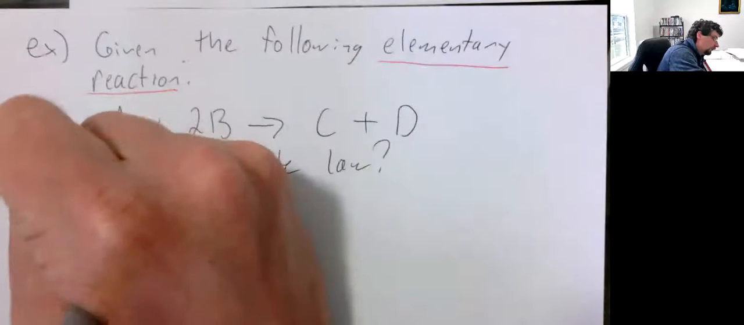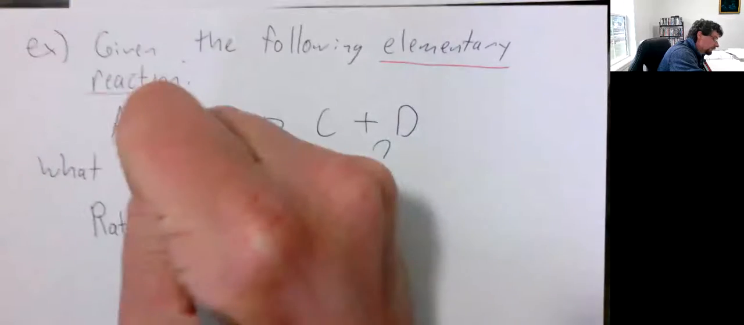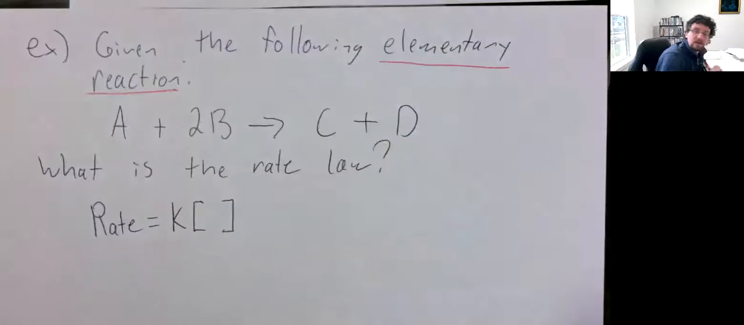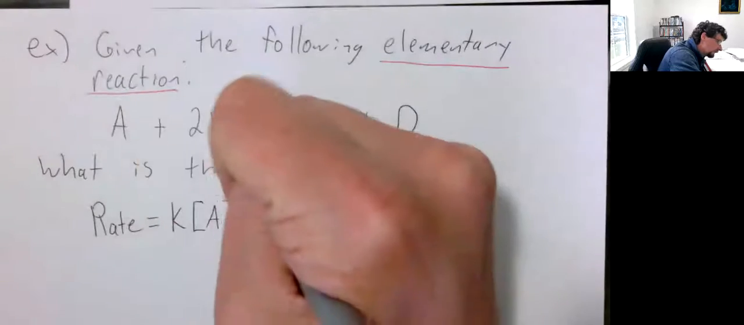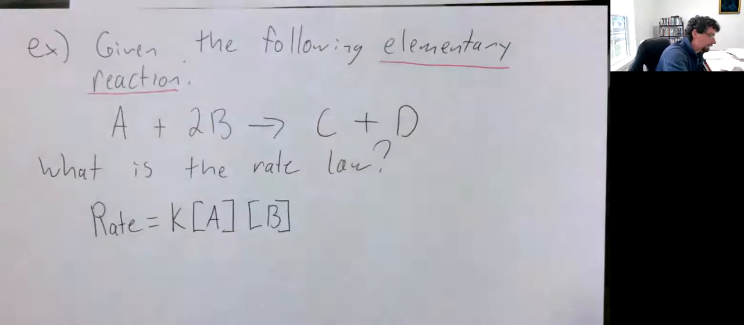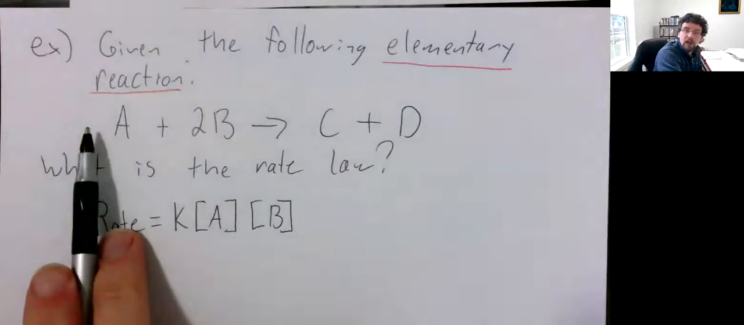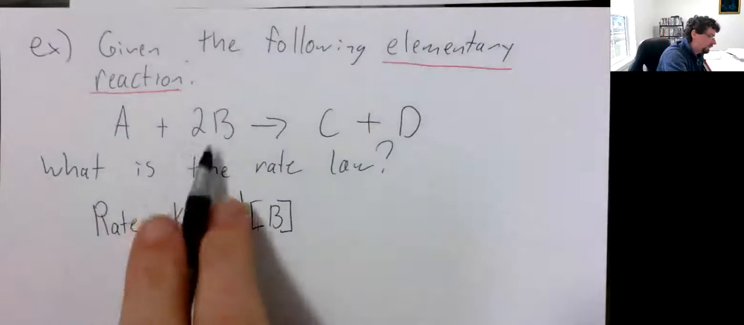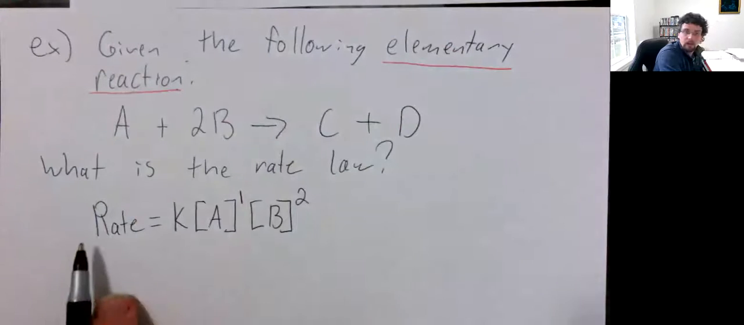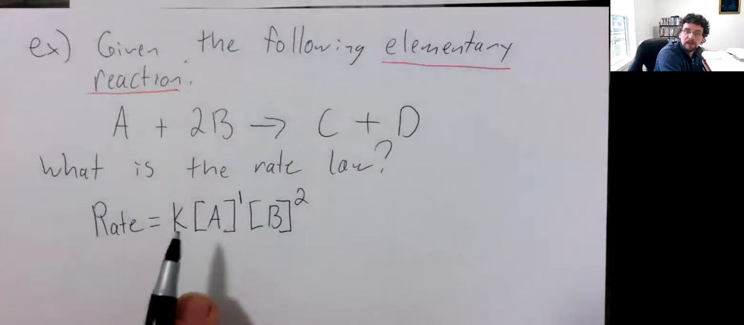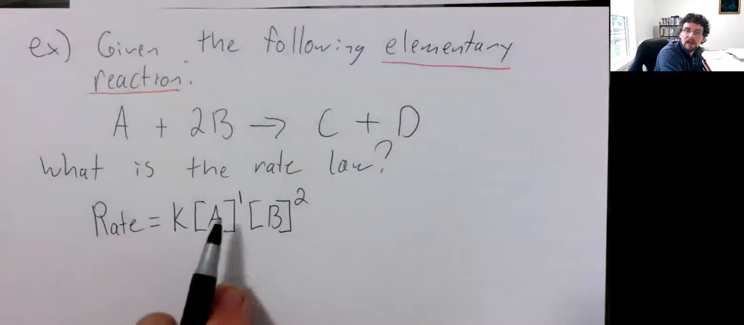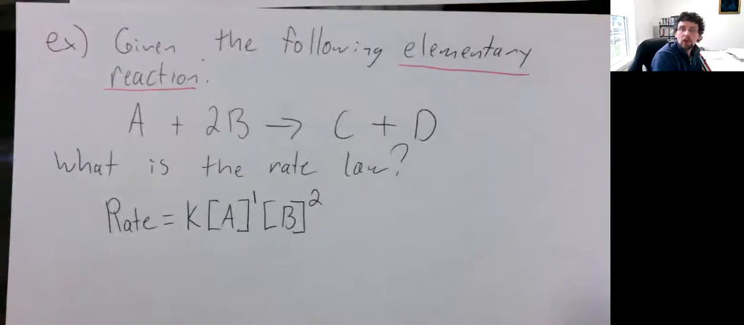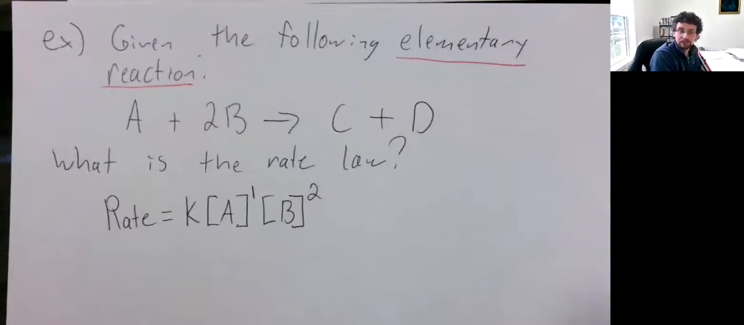Okay, so now we know rate is equal to k. Remember, it's the reactants that determine the rate. We have A and we have B. The coefficient for A is 1, so we have a 1 here, or we could just leave it as is. And then we have a 2 for B. So the rate law for this elementary reaction would be rate equals k, concentration of A raised to the power of 1, concentration of B raised to the power of 2. Overall, this is a third order reaction.